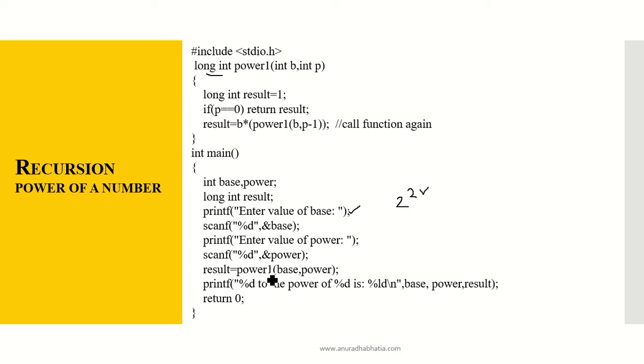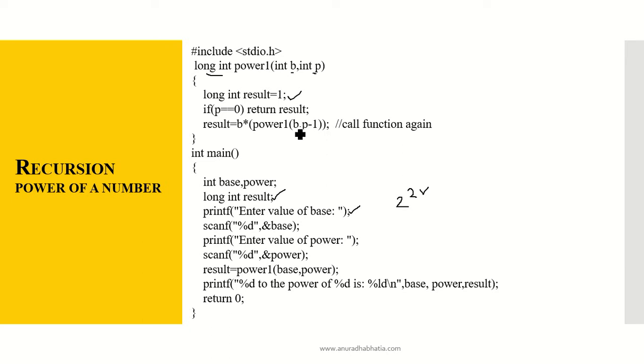So we pass on to power1. power1 is the name of my function. So I pass the base and the power value, which go to b and p. This is another similar variable, which is local to main. It is again declared over here as local. If p is equal to 0, then return result, that is 1 will be returned. Else b into power1 of b, p minus 1.